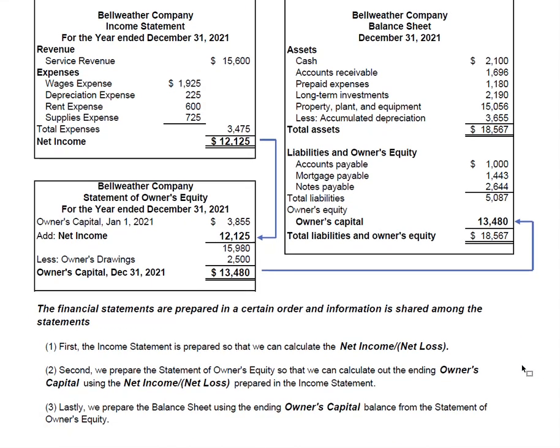So let's just kind of recap. The financial statements are prepared in a certain order and information is shared among the statements. First, the income statement is prepared so we can calculate out the net income or the net loss. Second, we prepare the statement of owner's equity so we can calculate out the owner's capital using the net income or net loss prepared in the income statement. And lastly, we prepare the balance sheet using the ending owner's capital balance from the statement of owner's equity.